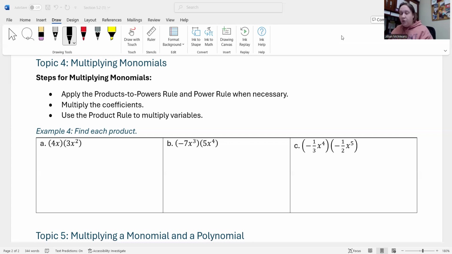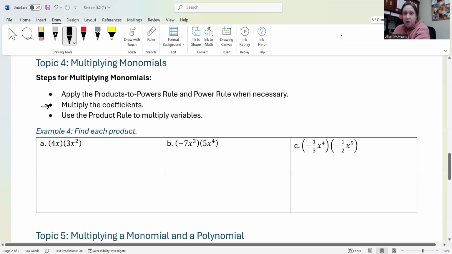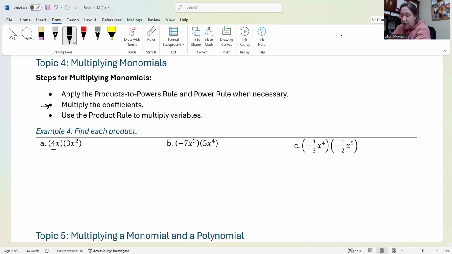So for example 4, it just says find each product. So looking at part A, I want to first look to see if I have any exponents outside parentheses. I don't, which is fine. If we did have exponents outside the parentheses, we would want to take care of those first, but we don't. So now we're to this step right here, which just says go ahead and multiply your coefficients. So looking at these two expressions that are being multiplied, I do have coefficients of 4 and 3, so I can go ahead and multiply 4 and 3. That just gives me 12.